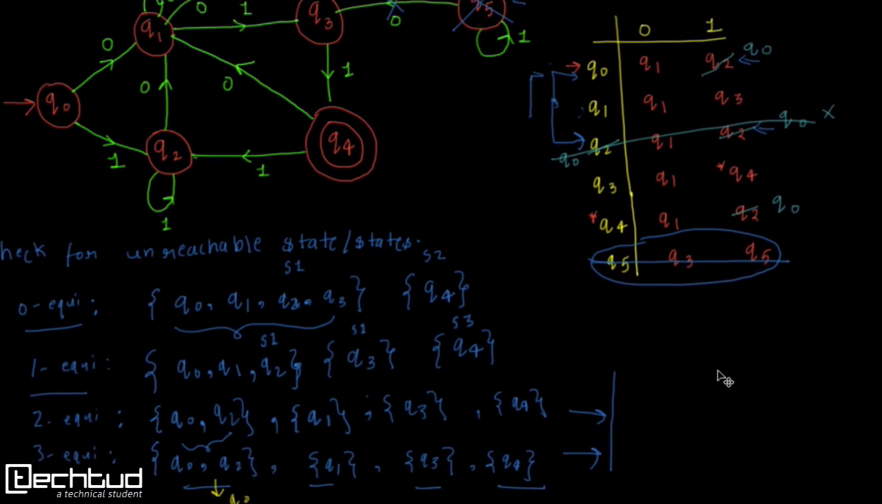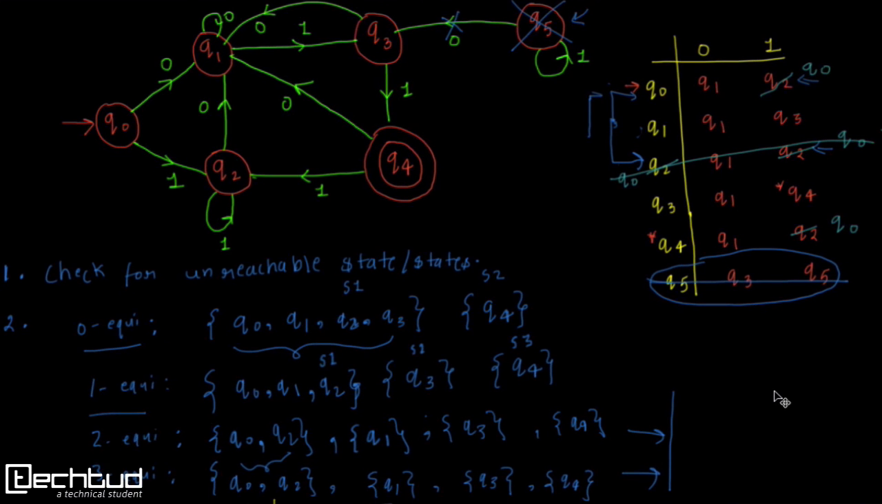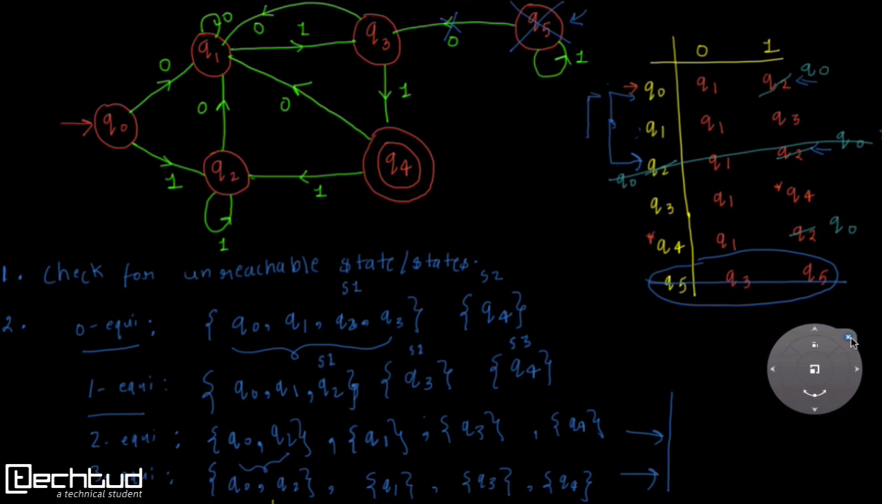Now let's discuss just one thing: how we were getting these 0 equivalent, 1 equivalent and 2 equivalent states. 0 equivalent states means the states that are together not going to a final state, or together going to a final state. If we do not apply any input symbol, then only Q4 is the final state. So Q4 is at a final state without any symbol, and all the other states are not at a final state because they are simply not final states.